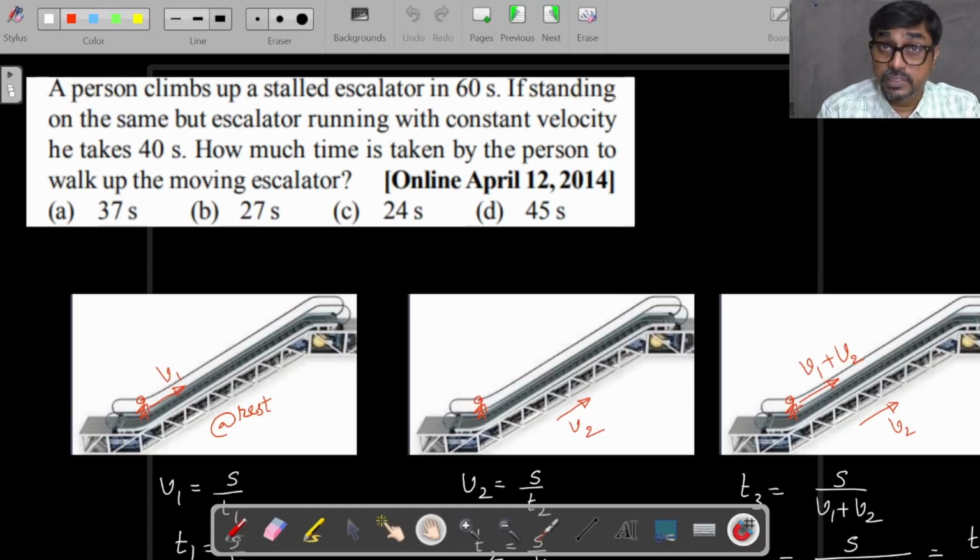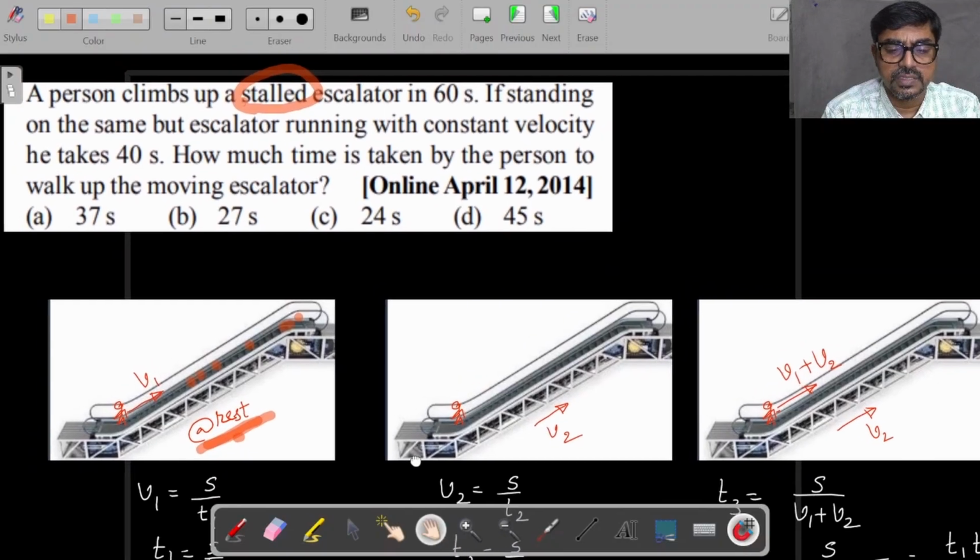So this is an escalator question. It's actually a very simple question, but somehow students seem to have a little bit of confusion about it. That's why I just wanted to take it. Let's read. A person climbs up a stalled escalator. The escalator was stationary initially. That is the first case. And he keeps on walking up the stairs with a speed v1, let us say, and it took him 60 seconds. So t1 equals 60 seconds. That is what is given.